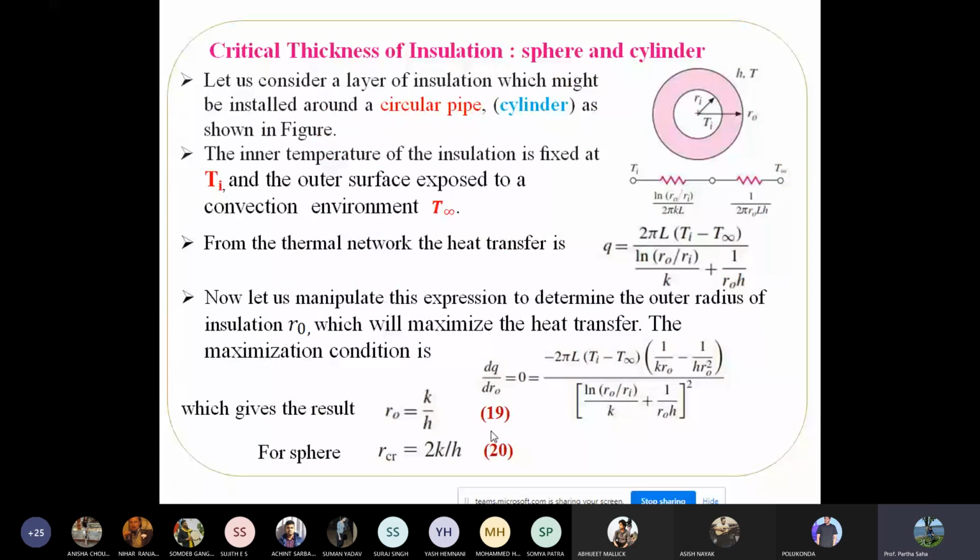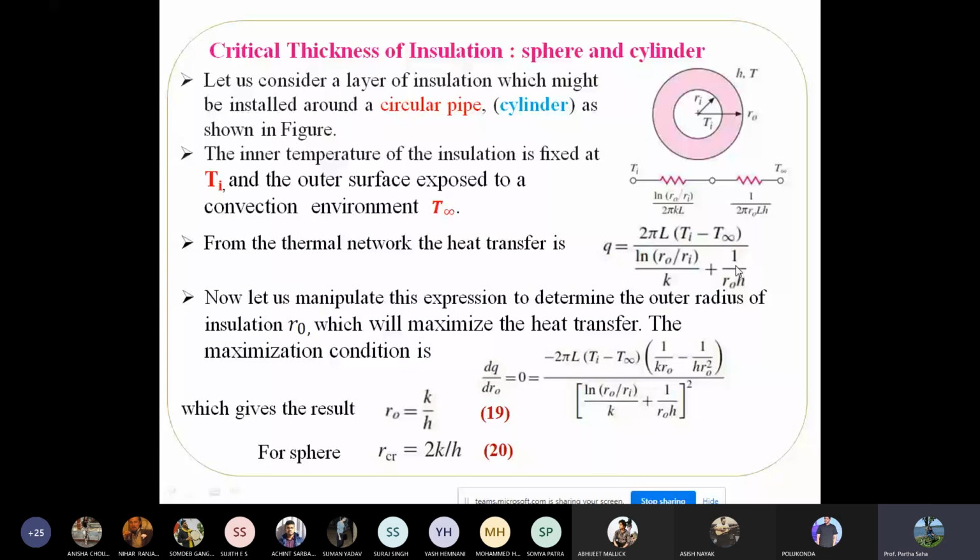Let us look into another aspect, that is the critical thickness of insulation for spheres and cylinders. Let us consider a layer of insulation which might be installed around a circular pipe, the cylinder, as shown in the figure. The inner temperature of the insulation is fixed at Ti, and the outer surface is exposed to convective heat transfer to infinity. From the thermal network, the heat loss will be q = 2 pi L (Ti minus T infinity) divided by [ln(ro/ri)/k plus 1/(ro h)]. This is for the convective heat transfer at the outside surface.